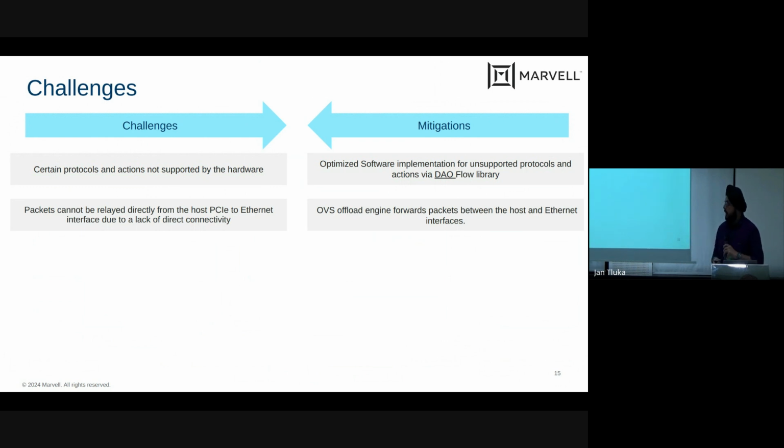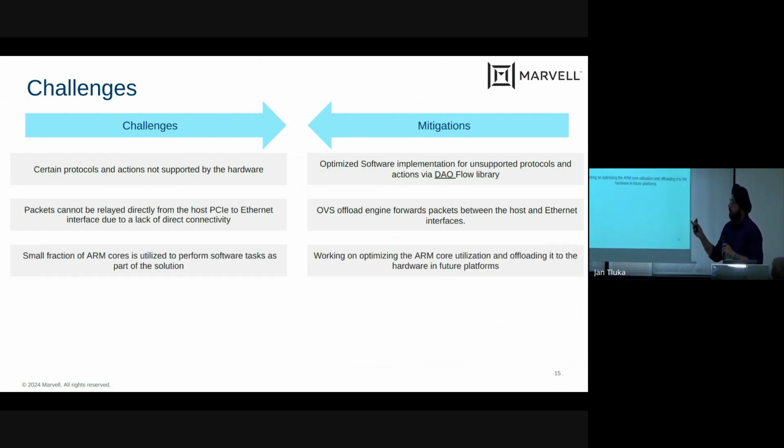Another thing is that packets cannot be relayed directly from the host to the MAC port. Basically, we needed some kind of L2 forward mechanism, and the OVS engine did it for us. So the packets can be received from the host port and can be forwarded to the MAC ports. The same can be done for hairpinning also.